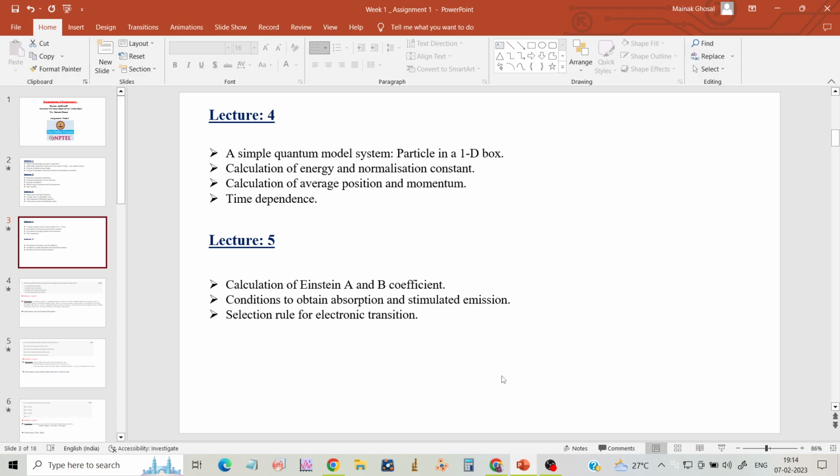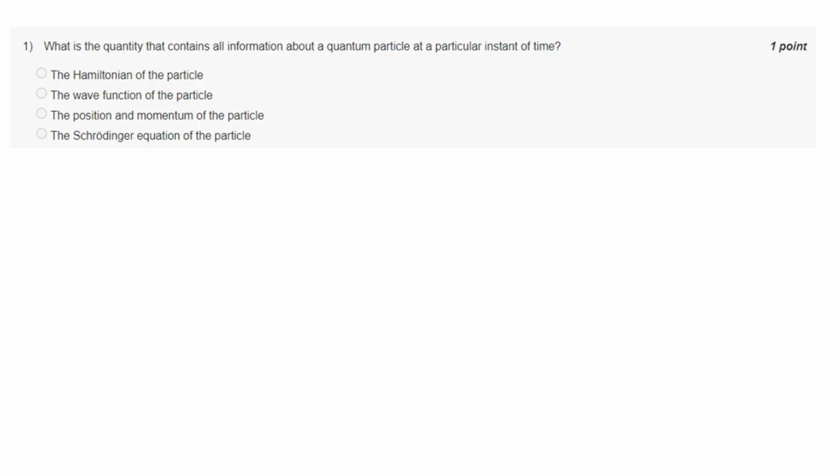This was a very brief introduction of what has been done in these 5 lectures. Now this is the first question. What is the quantity that contains all information about a quantum particle at a particular instant of time? Which quantity is that, which contains all information about a quantum particle at a particular instant of time?